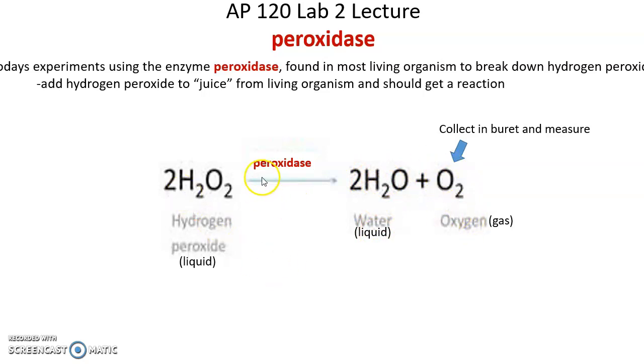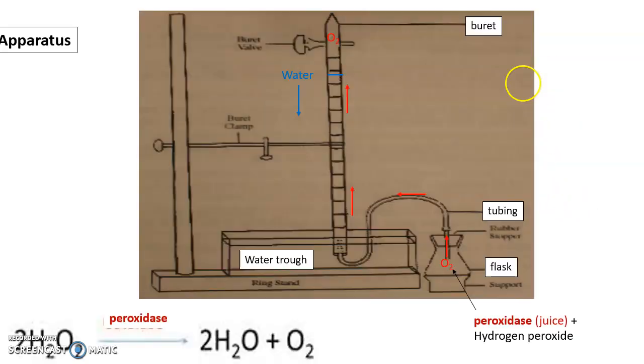So again, the products are what the arrow is pointing to. The arrow is pointing to this, so this is the product. Hydrogen peroxide with peroxidase gets broken down into water and oxygen gas. We can then collect the oxygen gas in a burette, measure how much oxygen gas is produced, and use this to determine the relative reaction rate of that reaction.